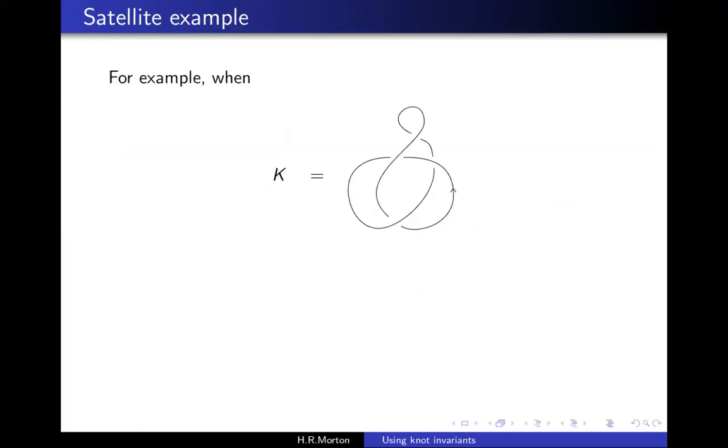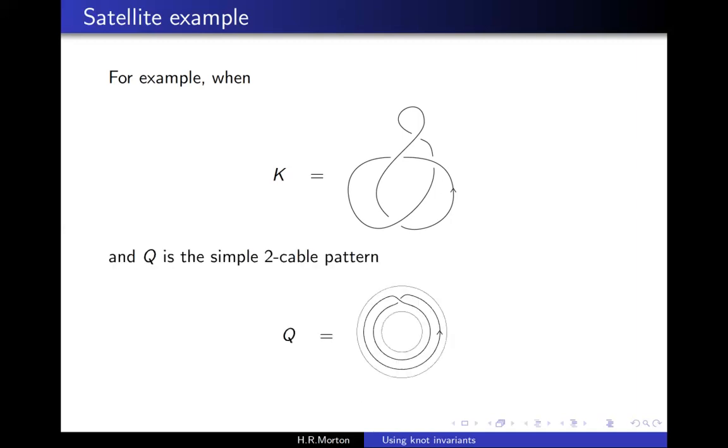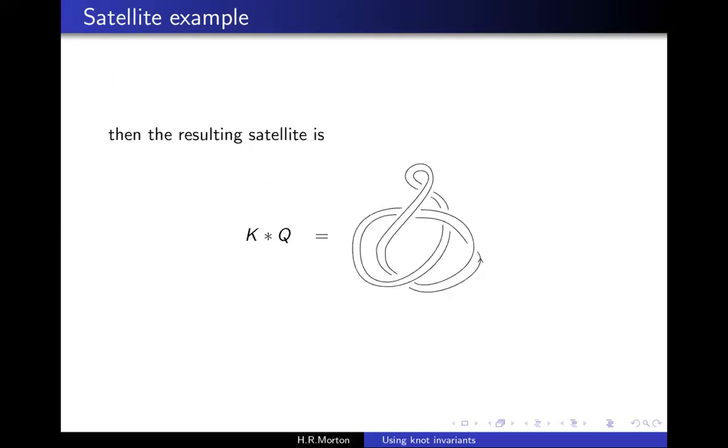So there's K with my framing convention. So it's a trefoil with an extra little twist there. Let's think of Q. One of the simplest patterns is the 2-cable pattern that I've drawn in the annulus, and you just run the pattern around the knot K. That's what I would call K star Q.